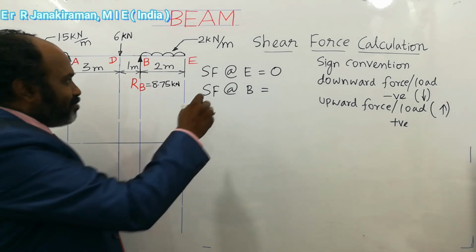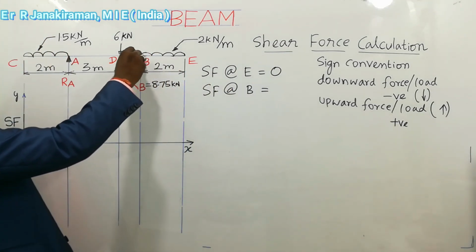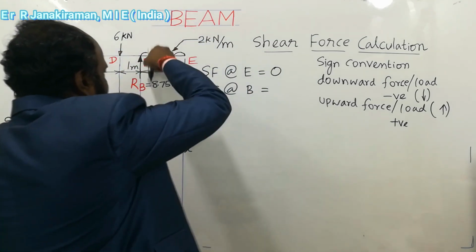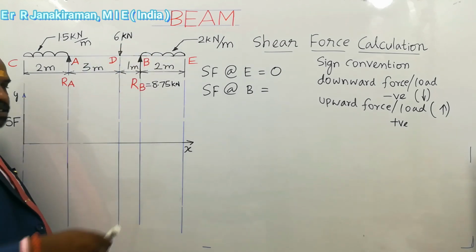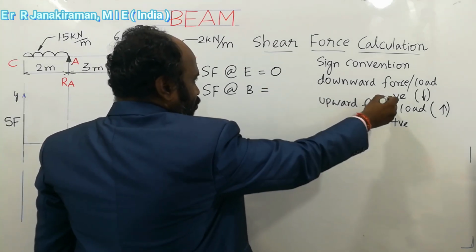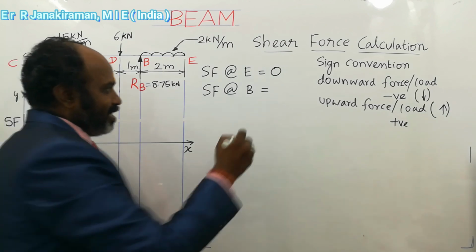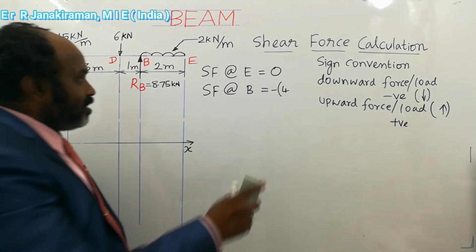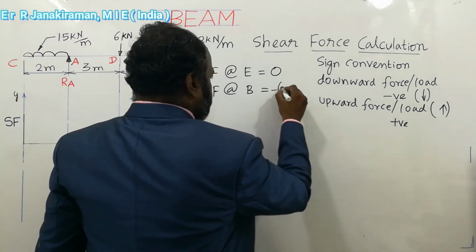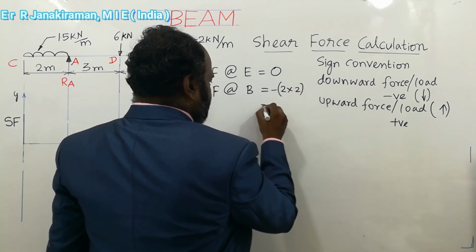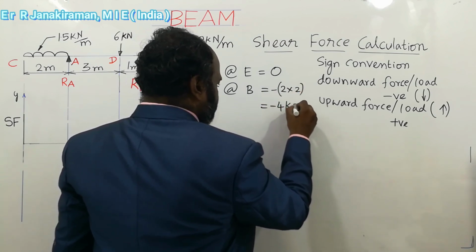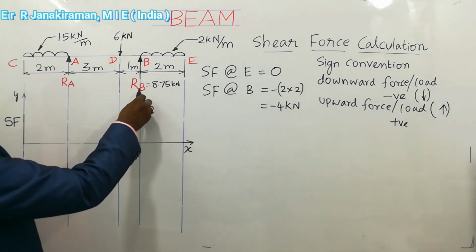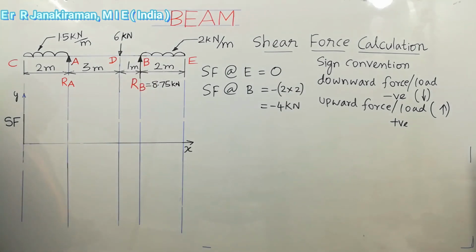Okay, so shear force at point B. Up to B, what load is acting? This UDL value is there. So downward force, the UDL is acting downward, so we put minus sign. So downward force or the load we consider as negative. So minus 4, that is UDL value 2 into UDL length, so 2 into 2, that is equal to minus 4 kilonewton. This value, minus 4 kilonewton, is without considering the support reaction at point B. That you have to understand.